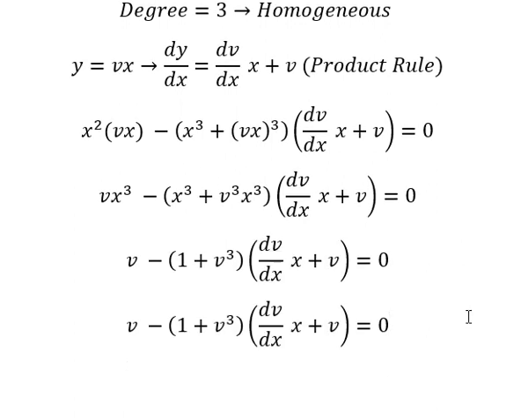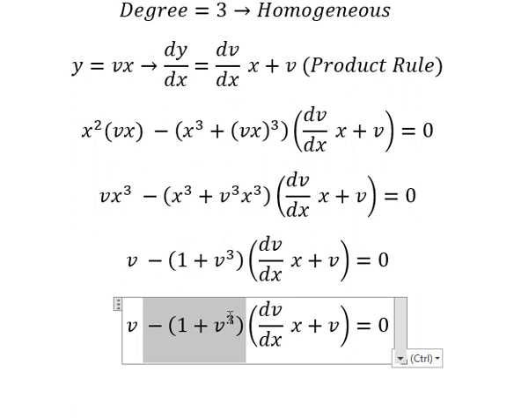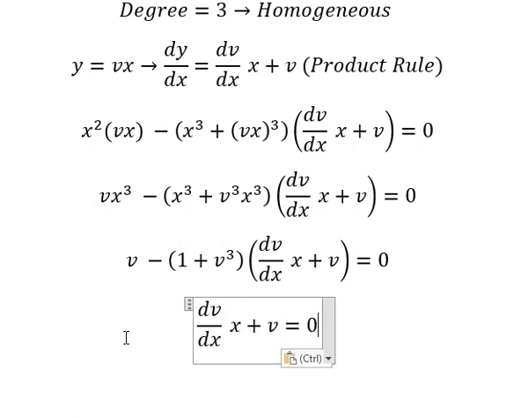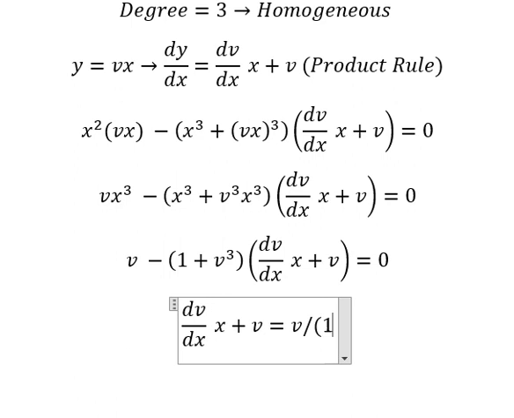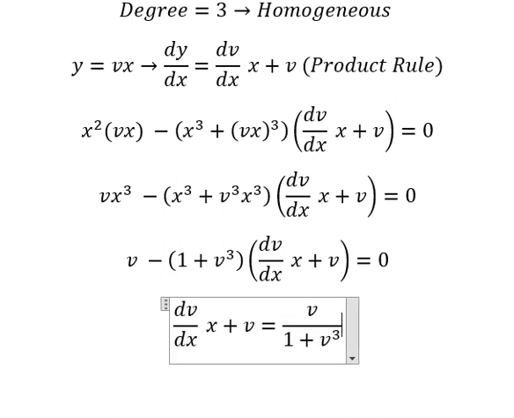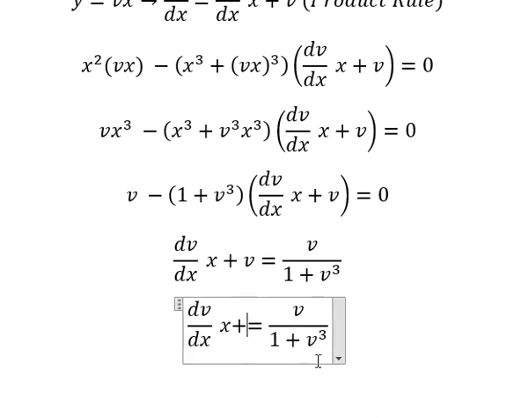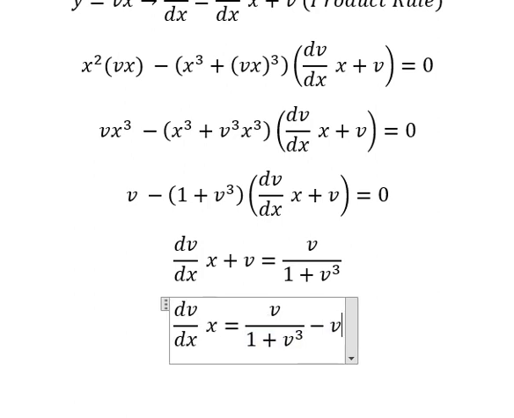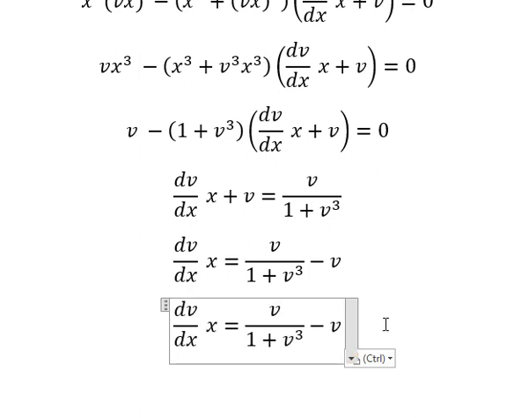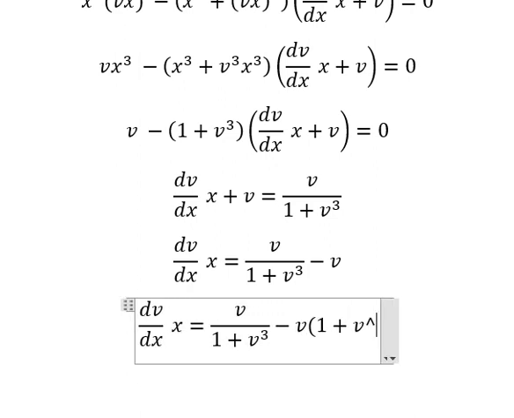Next, I will put v go to the right, and later that we divide both sides by this one. Next, I will put v go to the right, and we have negative v. Later that, we do common denominator.